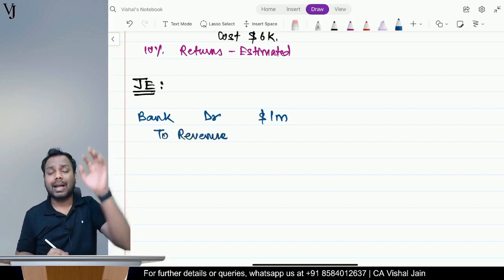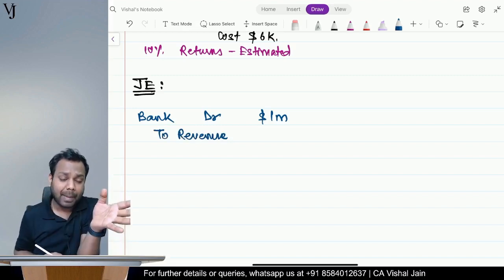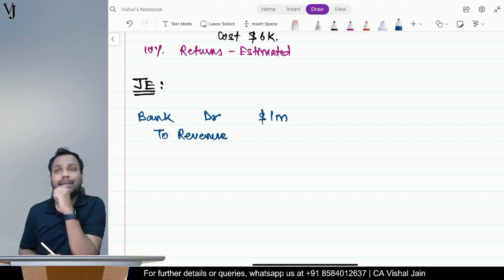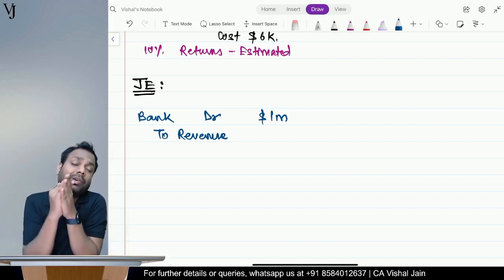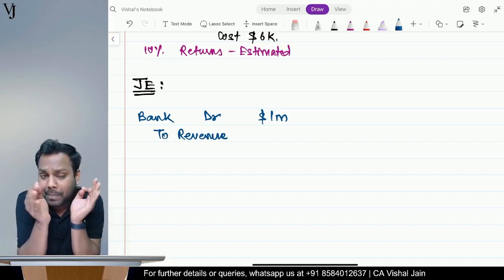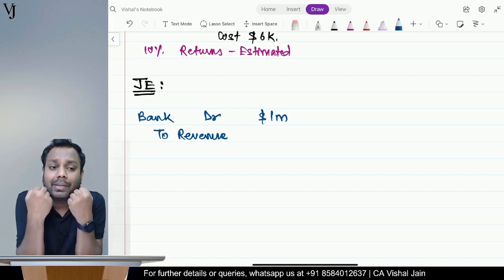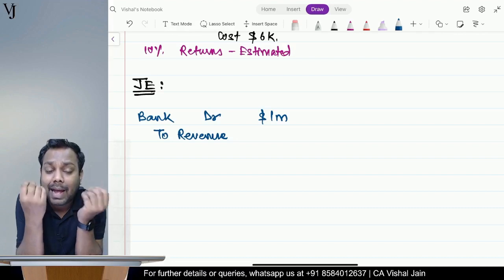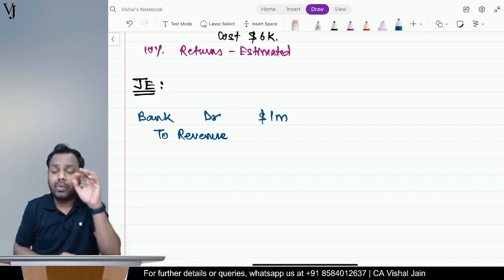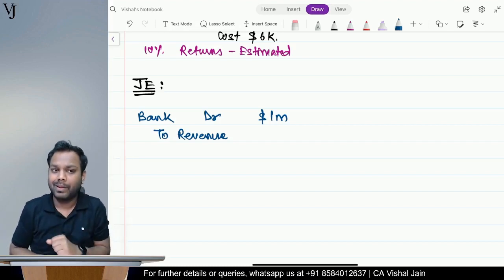But I cannot recognize the whole amount as revenue as of now, because some laptops can be returned to us as well. So what shall I do in that case? The standard says, to the extent you estimate that the laptops will be returned to you, don't recognize the revenue for that. If you have received the money for that, recognize it as a refund liability. So recognize revenue only to the extent you believe that this will not be returned.